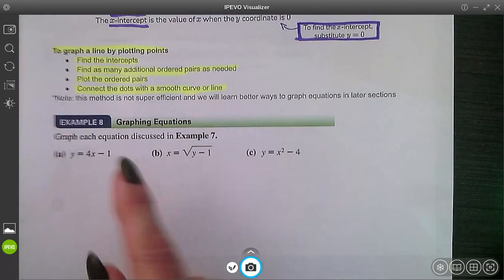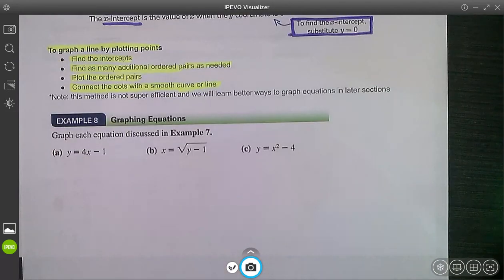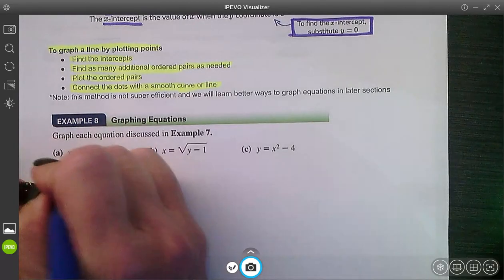So on letter A, we're going to find the y-intercept. How do we find the y-intercept?